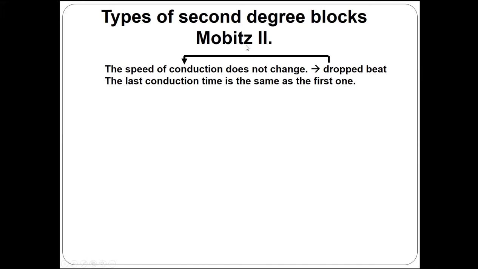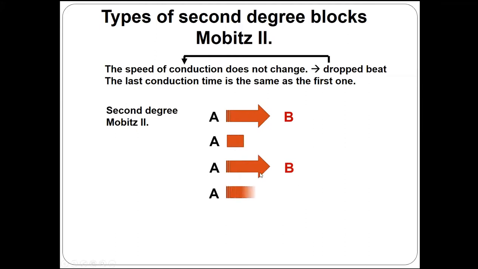There is another type, when we have a Mobitz type 2 block. Mobitz type 2 block means that we have a constant speed. Whenever the conduction goes through, the speed is the same, it won't slow down, the conduction doesn't change, but we do have some unconducted beats. This is what we have. Okay, that's clear.